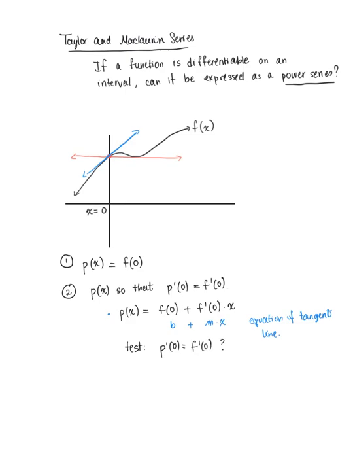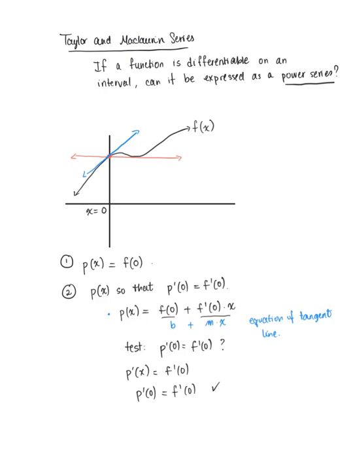That's a good thing. So let's take the derivative, p prime of x. Remember, f of 0 is a constant, so its derivative is 0, and the derivative of f prime of 0 times x is just f prime of 0. So if I evaluate this at 0, yes, this is equal to f prime of 0, and the derivatives match. So we have two polynomials. The first one's a straight line, not so good, the red one. The second one's the blue one, that's the tangent line, that's better.